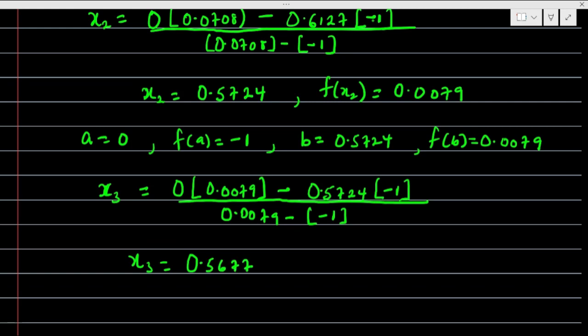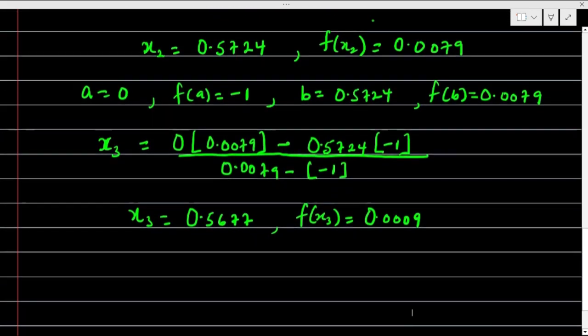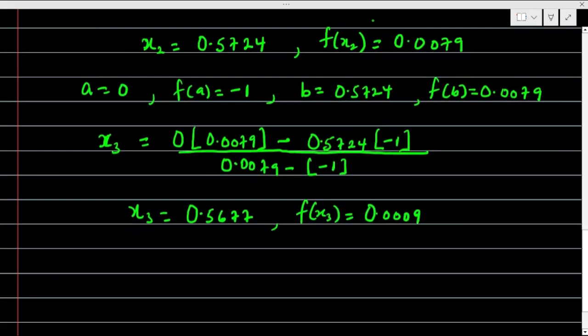0.5677. And my x3 is not enough, like I said. I need the value of my f of x3. So when we put that, it is going to be giving us 0.0009. Yeah. So we can use this to find our next iteration, which is x4. We can use that.